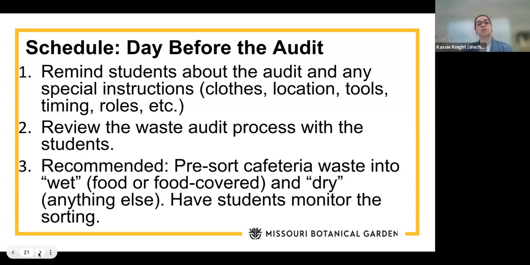If you have a larger classroom, you could have one student be the timekeeper, making sure that they know which place is going to go. If a student knows that they need to put things in a certain pile, make sure that they know their roles. Review the waste audit process with the students. We will have all this information with Deborah as well, of all the steps that go into your waste audit. And it's also recommended to pre-sort your cafeteria waste into wet and dry foods, just because we don't want our students being covered in milk and cookies that was probably at snack time. We want to make sure that that's set aside.